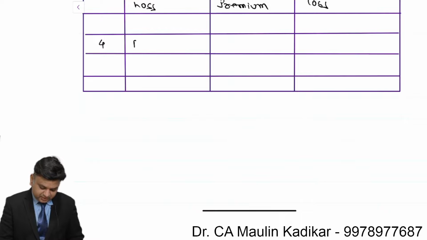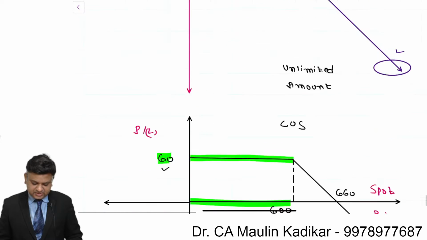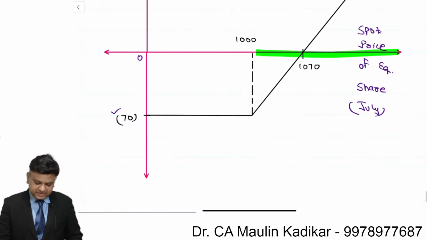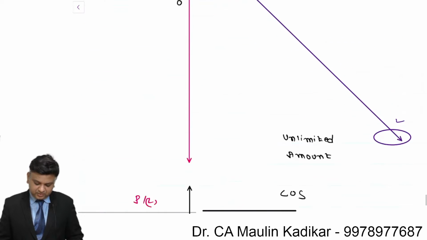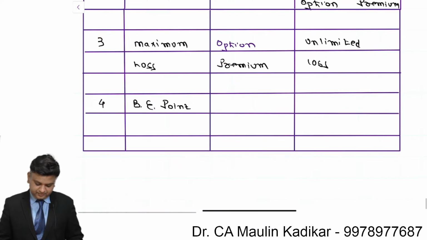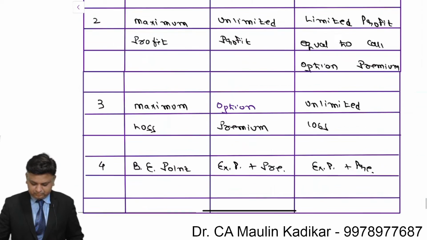Fourth, break even point. As far as the break even point is concerned, in both the cases the break even point would be same, that is exercise price plus premium amount, and similarly over here exercise price plus premium amount. So the break even point is exercise price plus premium.